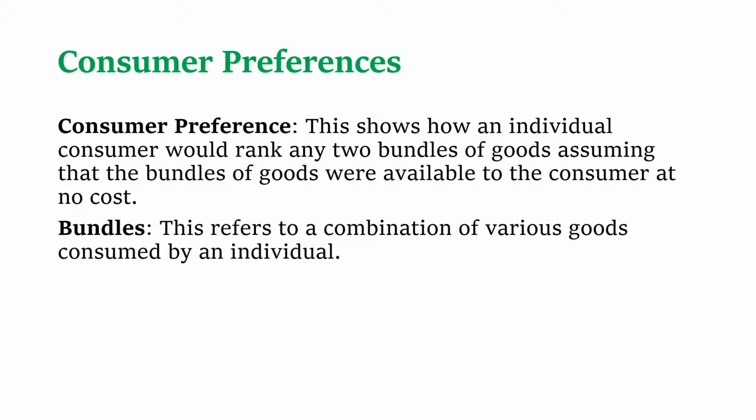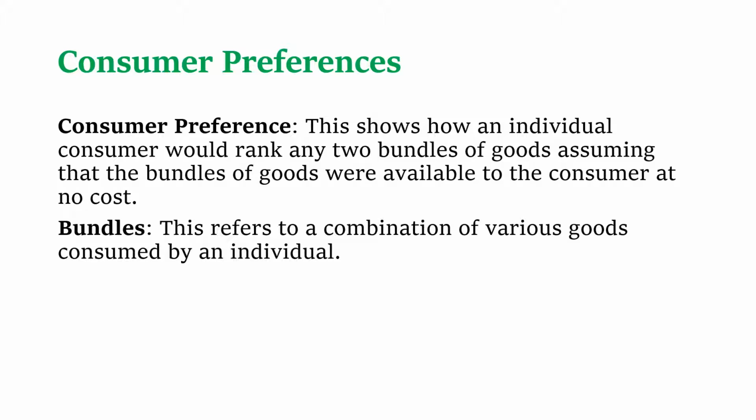Now, let's look at consumer preferences here. The consumer preference just shows how an individual consumer would rank any two bundles of goods, assuming that the bundles of the goods were available to the consumer at zero cost, at no cost. So the bundles here are referred to as the basket of the goods. That is the combination of various goods consumed by an individual.